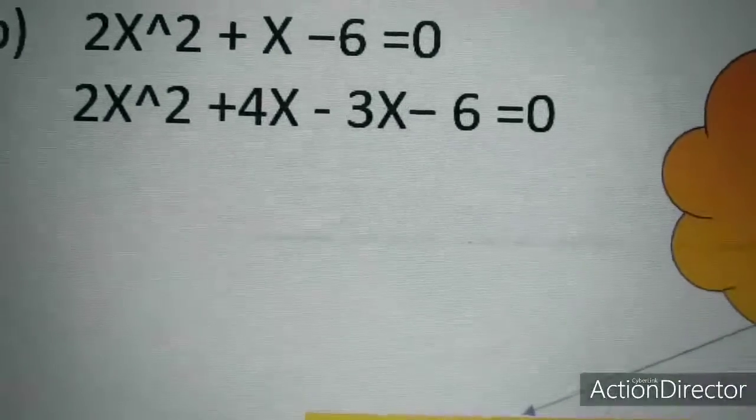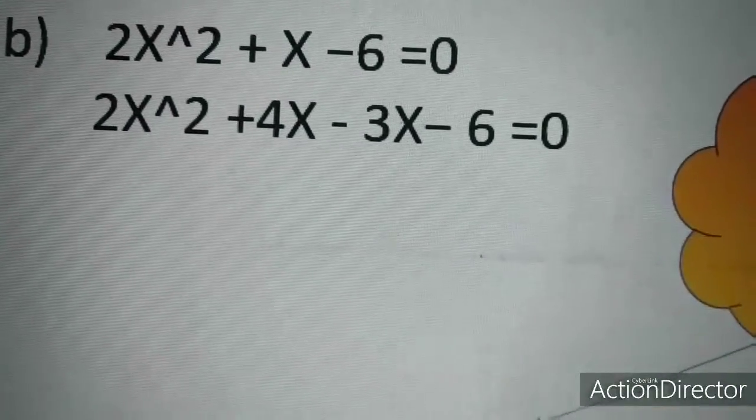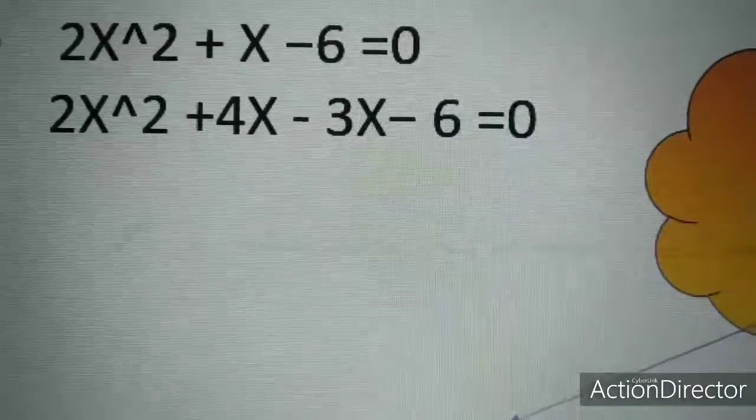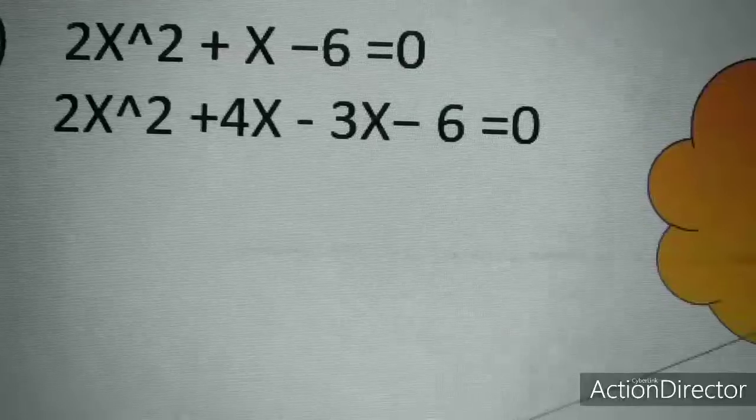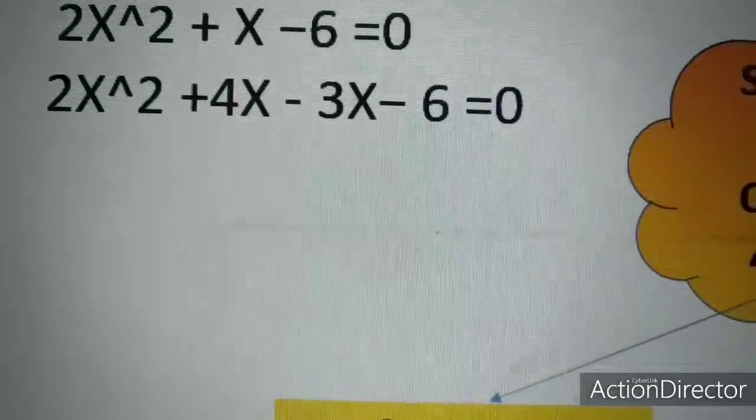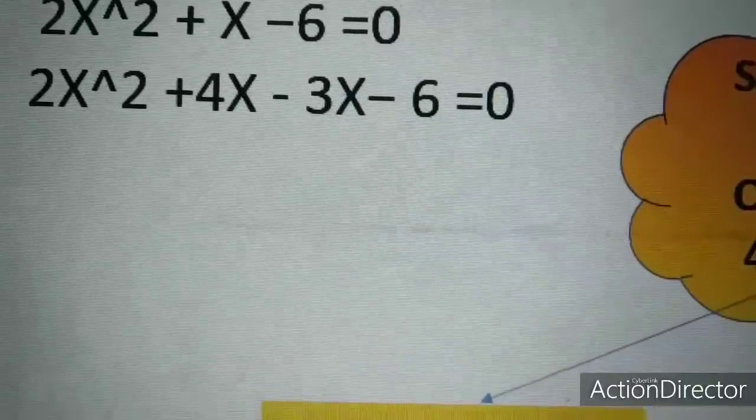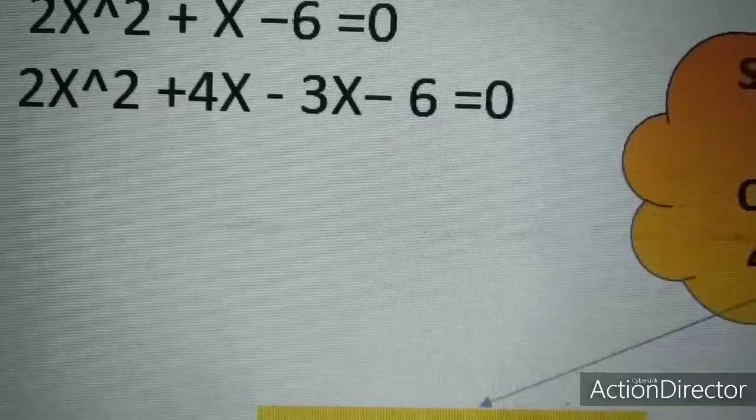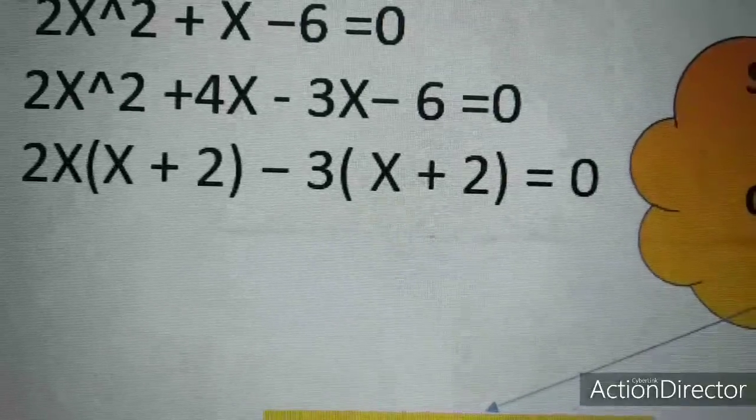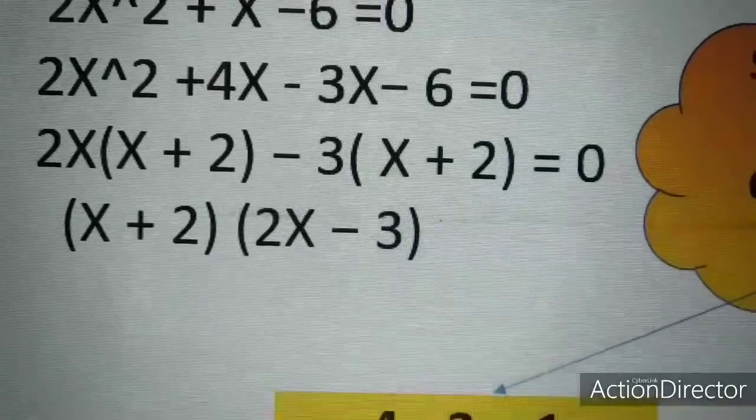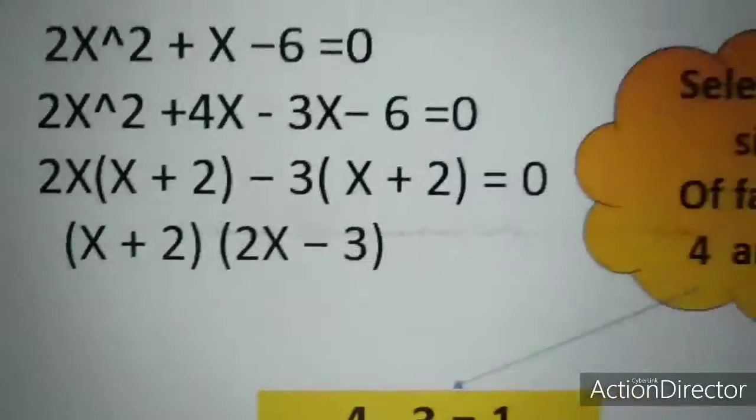So it is split as 2x square plus 4x minus 3x minus 6 equal to 0. So comparing the first two terms, I can take 2 and x as common and write it as x plus 2. And in the third and the fourth terms, I can take minus 3 as common and write it as minus 3 into x plus 2. So my answer will be x plus 2 into 2x minus 3.